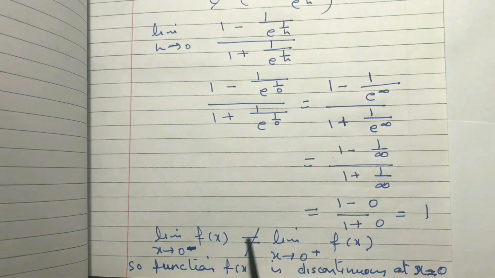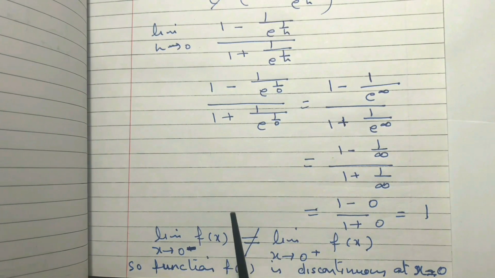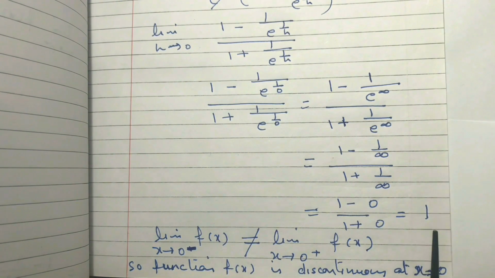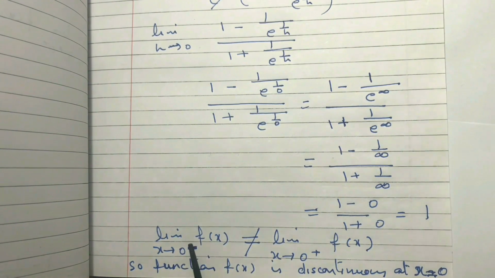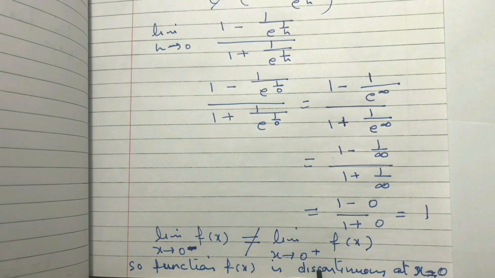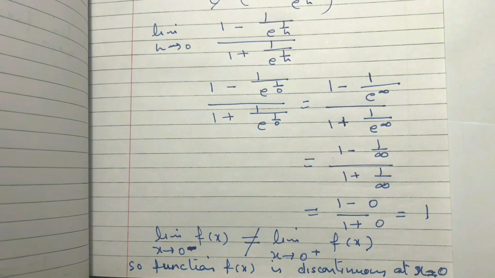So in the previous page, we have found the left hand limit, which is equal to minus 1, and here we have found the right hand limit, which is equal to 1. So left hand limit is not equal to right hand limit. It means limit of f(x) as x tends to 0 minus is not equal to limit of f(x) as x tends to 0 plus. So function f(x) is discontinuous at x is equal to 0. So this is what we want to prove.